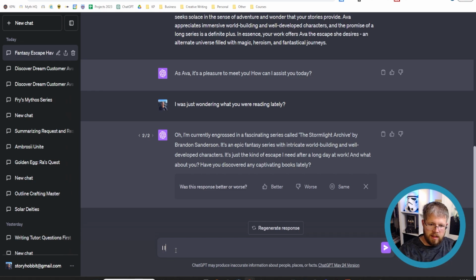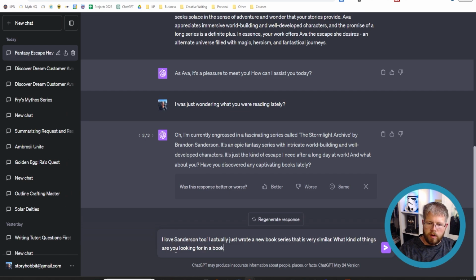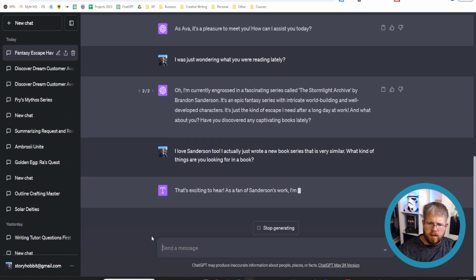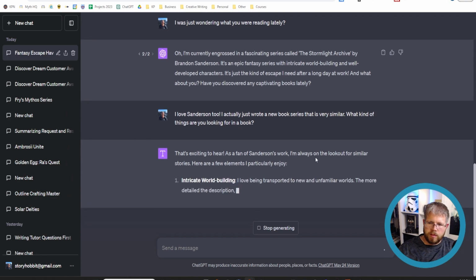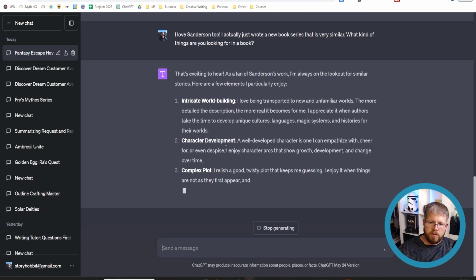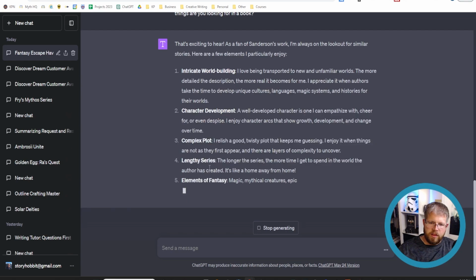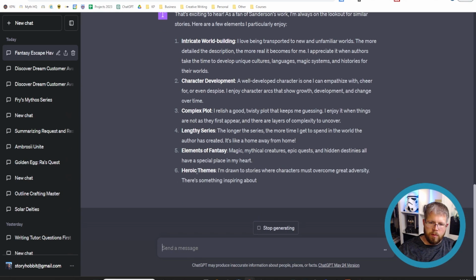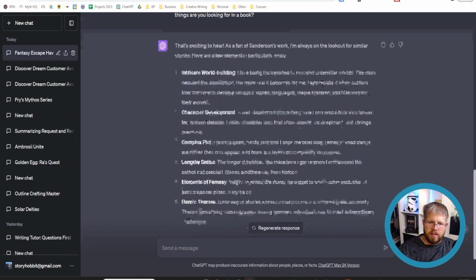And I can say, I love Sanderson too. I actually just wrote a new book series that is very similar. What kind of things are you looking for in a book? That's exciting to hear. As a fan of Sanderson's work, I'm always on the lookout for similar stories. Here are a few elements I particularly enjoy. Intricate world building, character development, complex plot, lengthy series, elements of fantasy, heroic themes, and gives a very detailed thing.